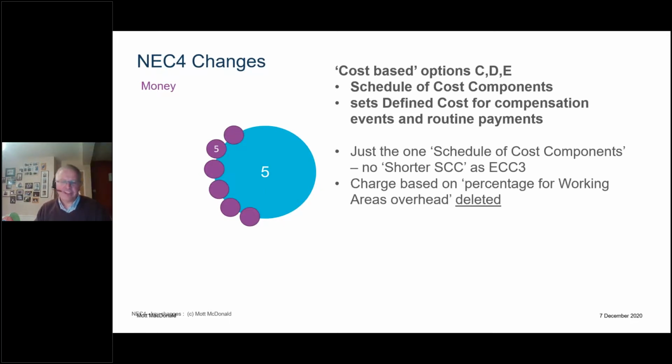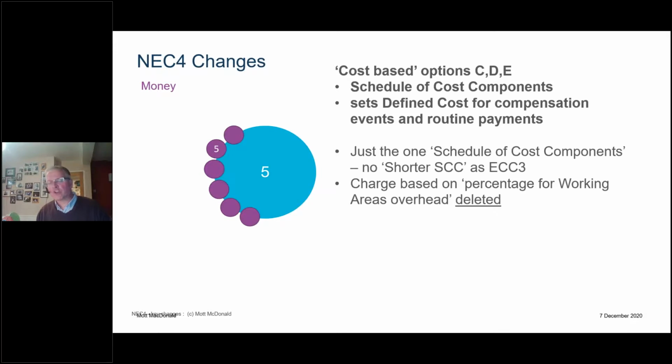Again, the percentage for working area overheads, which is the equivalent of the people overheads in the lump sum and BOQ contracts, that famous percentage for working area overhead has been deleted. The driver for that was that contractors would tender this percentage to cover these bits and pieces, and then somehow, obviously by accident, find themselves claiming the real cost of those bits and pieces again. Shock horror, in their submission of defined cost.